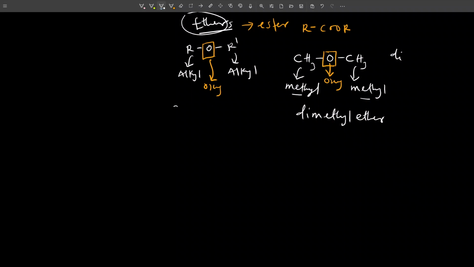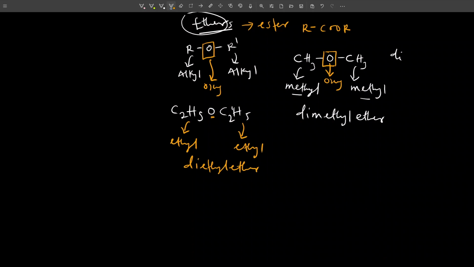Take for example, I have C2H5 O C2H5. Again, this is an ether. We have two parts. This part is an ethyl, and this is also ethyl, connected at the center by oxygen. So we have two ethyls, which will become diethyl ether. Very simple.